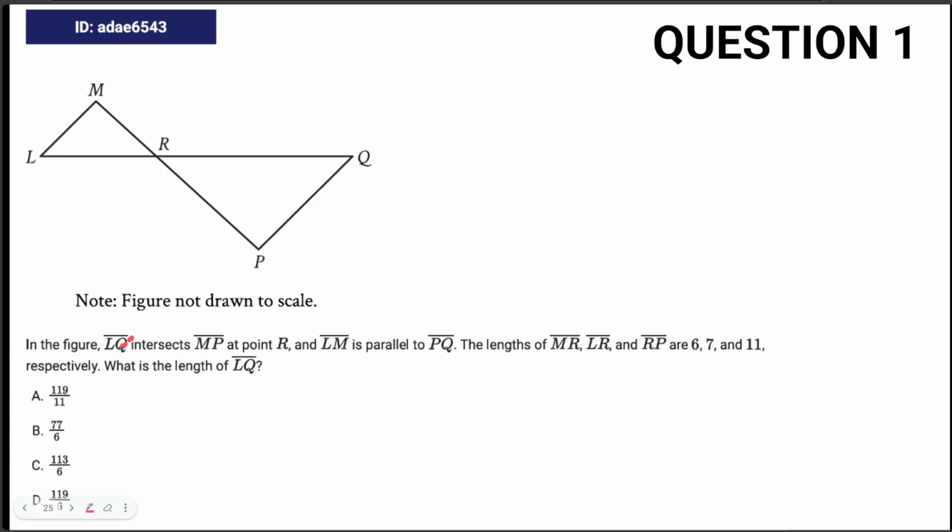Okay, in the figure, LQ, here to here, intersects MP at point R. LM is parallel to PQ. To denote that, we usually do a small arrow. The lengths of MR, LR, and RP are 6, 7, and 11. And then what is the length of LQ?